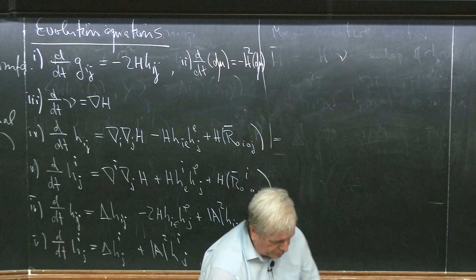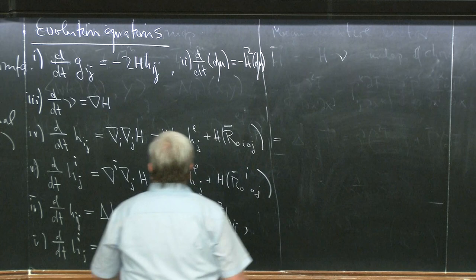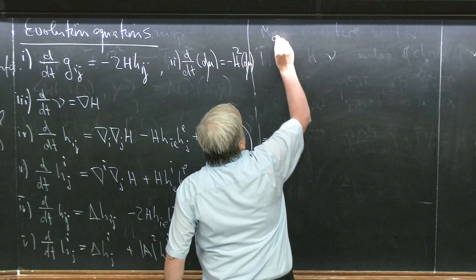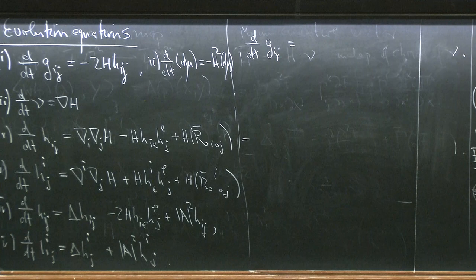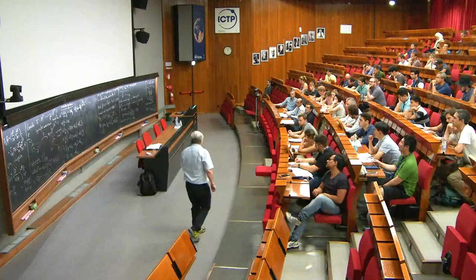Right, so let me sketch the proof of a few of them. Let's, for example, do the first one, d/dt of g_ij. Well, you go into this equation. You have to solve this equation. Now, here's an important trick for how to do these computations, a very, very important trick.